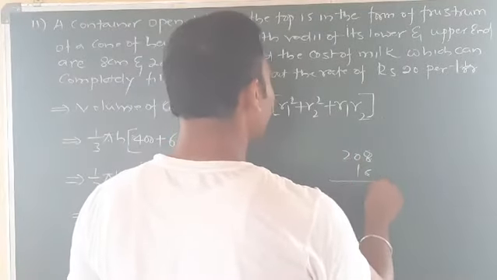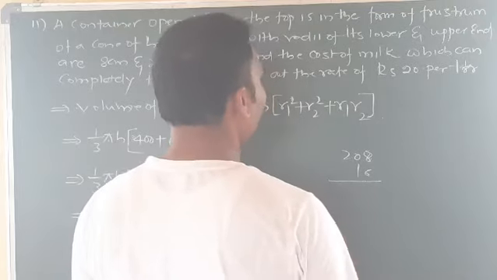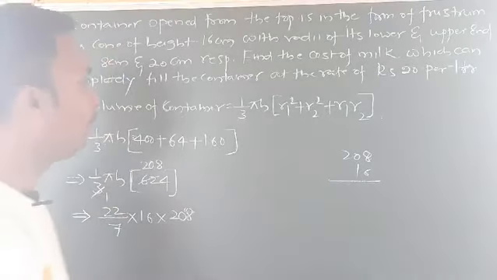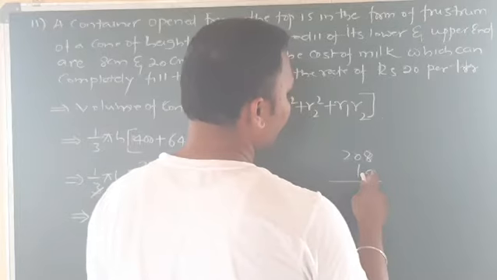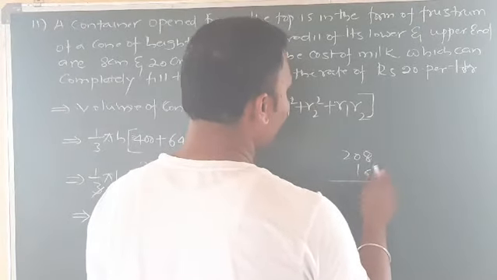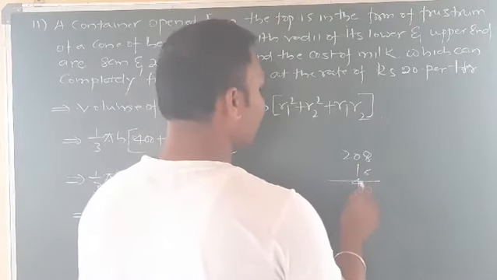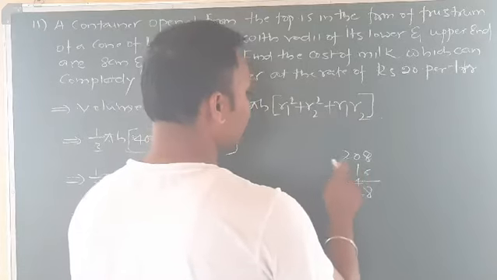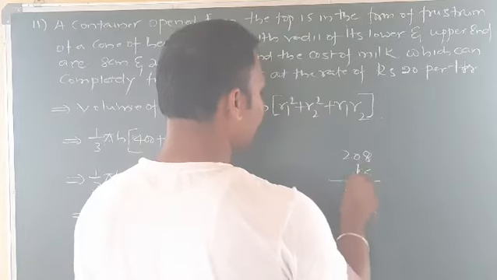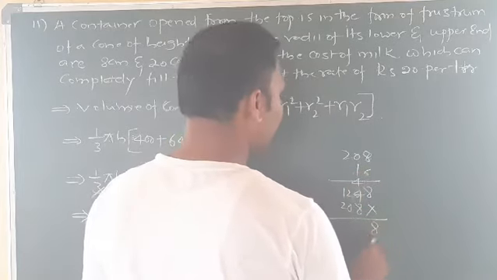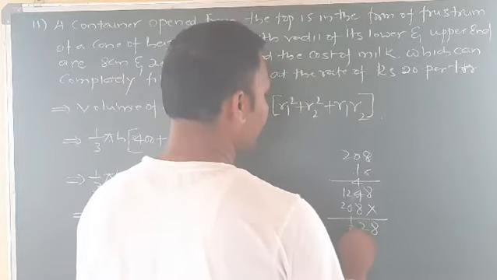208 into 16: 6 eights are 48, 4 will come here, carry 4. 6 zeros are 0, plus 4 is 4. 6 twos are 12. Now 1, we put 0 here, and 1 into 208 is 208. Now 8 as it is, 4 and 0 is 4, 2 and 1 is 3, so 3328.